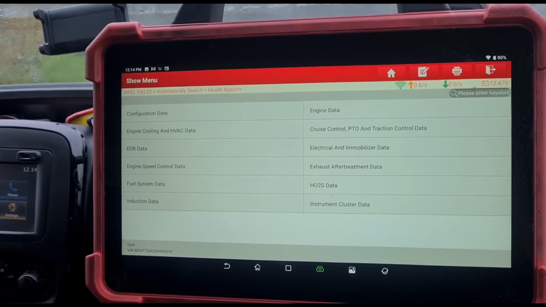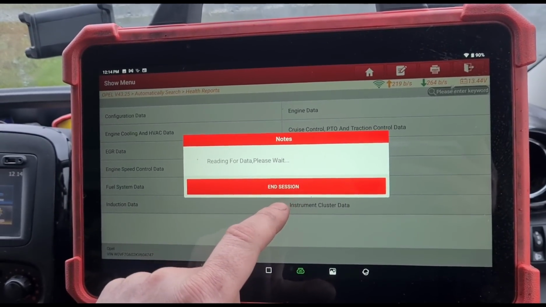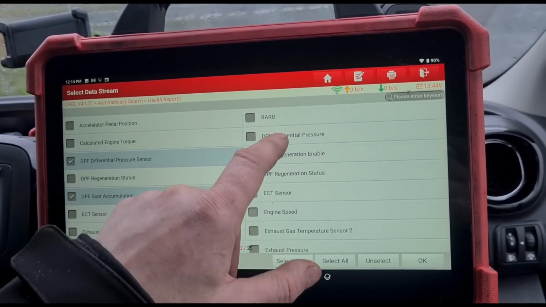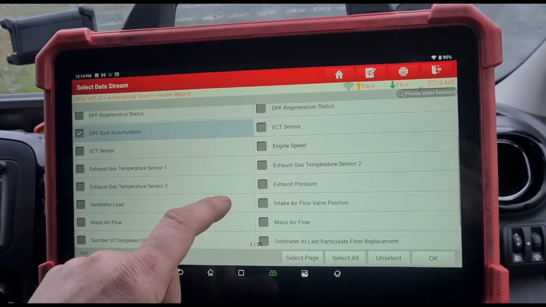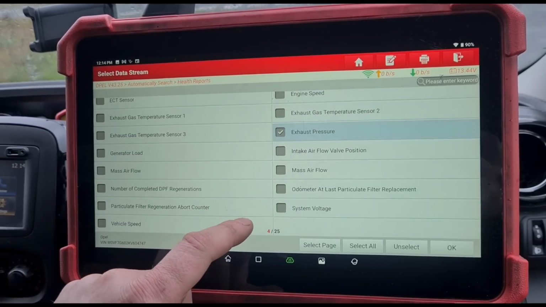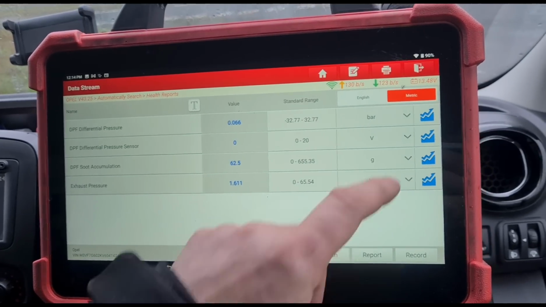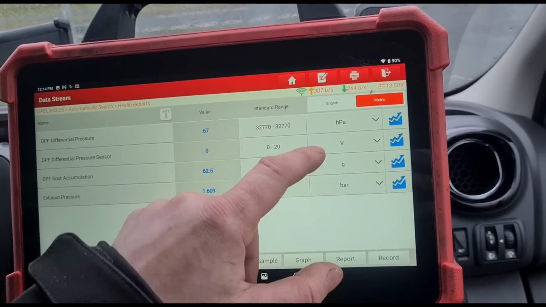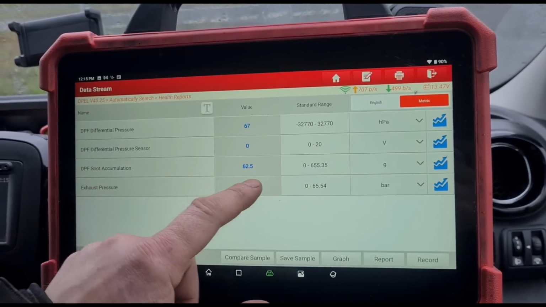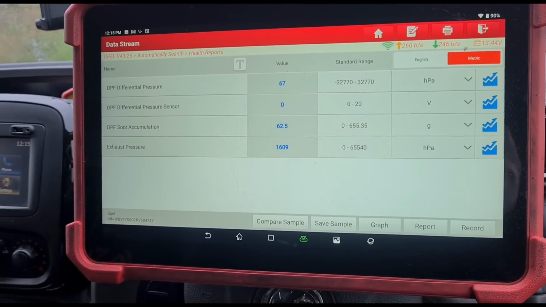Data stream. Engine after treatment data. Pressure sensor. Soot accumulation. What if we got 2? Let's just click 2 of them if we have 2. Engine speed, exhaust pressure. I don't know if the exhaust pressure is the right one, so we have 67 millibars or hPa. I haven't got the choice for millibars there. 62 grams of soot. Exhaust back pressure, is that the exhaust back pressure? 1600. If it is, it's a bit high.